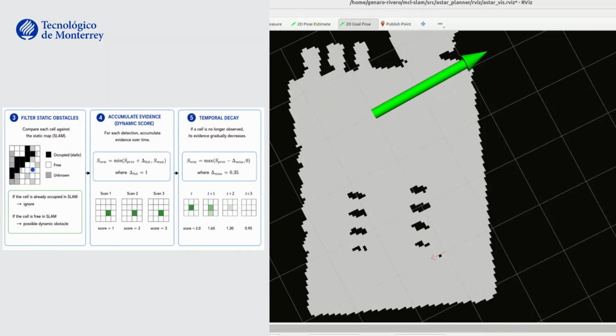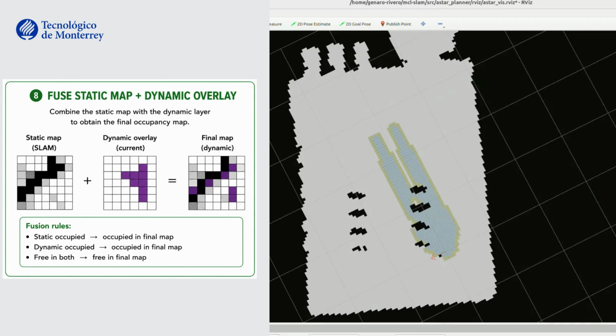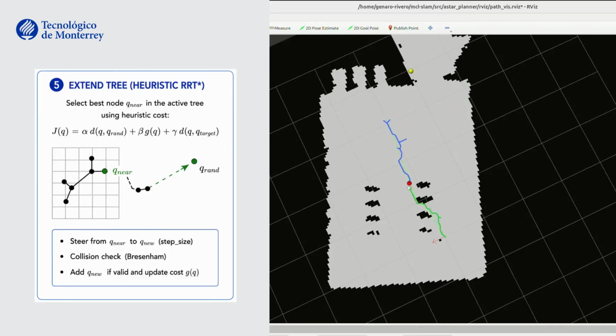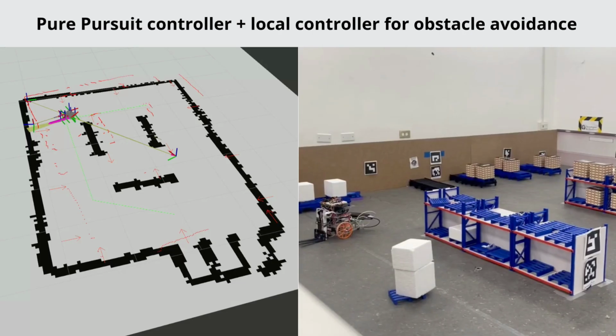With this pose estimate, we perform SLAM to build an occupancy grid map. LiDAR measurements are projected into the global frame, and Bresenham's algorithm is used to identify free and occupied cells. The map is updated using a probabilistic log-odds representation, allowing occupancy information to accumulate over time.